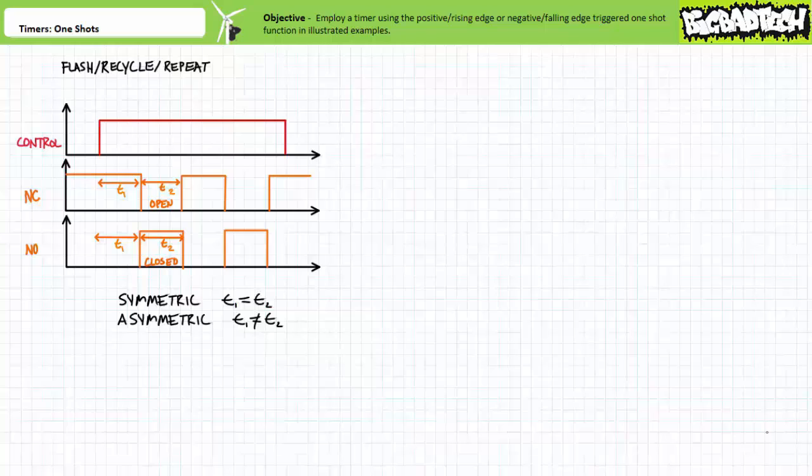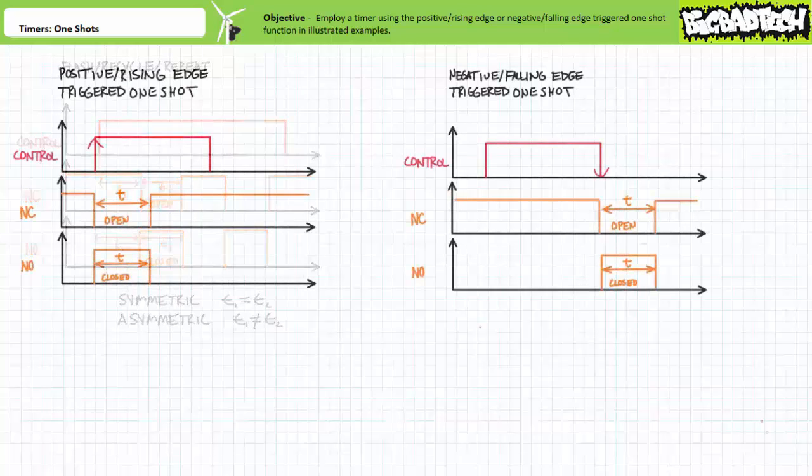A symmetric flash would necessitate only one adjustment. In contrast, an asymmetric flash would necessitate two adjustment points, one for delay period T1, one for delay period T2. The flash function could be used to create a super annoying warning strobe when a motor is energized, or perhaps timeshare a load between two different motors. Compare this behavior to a timer executing the one-shot function.